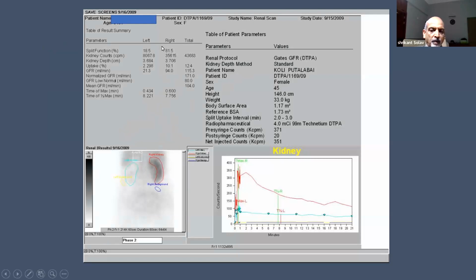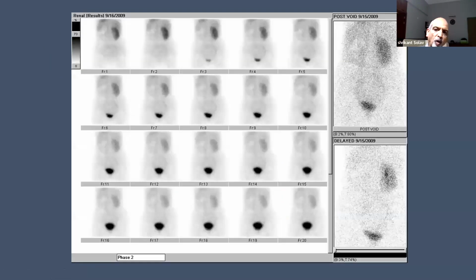You can see that percentage-wise, if you see the split function, it says 18% here and 82% here on the right side. The renogram curve is quite nice on the right side, and it's flat on the left side. Now, if you look at the qualitative images, the right kidney shows bright radiotracer activity within the first minute and goes on increasing uptake, and then shows gradual decrease as the isotope clears into the urinary bladder.